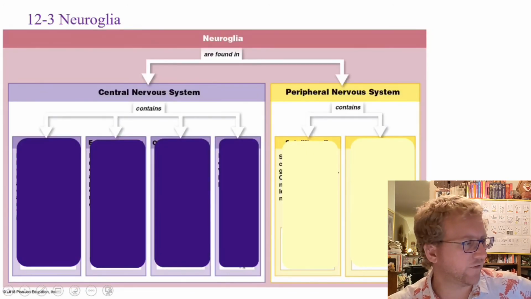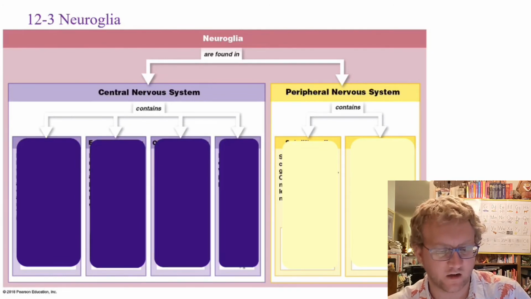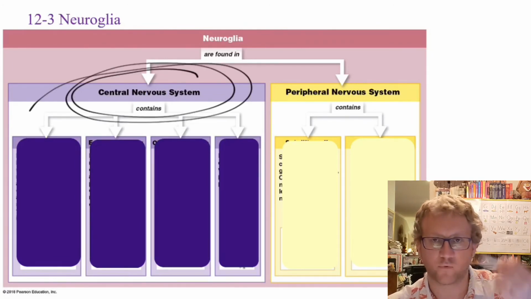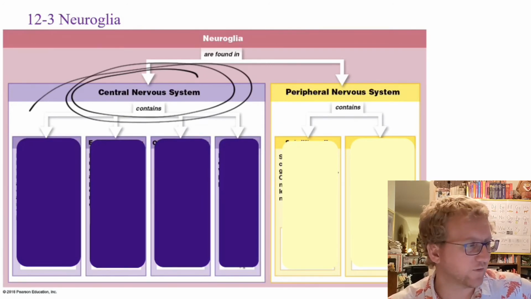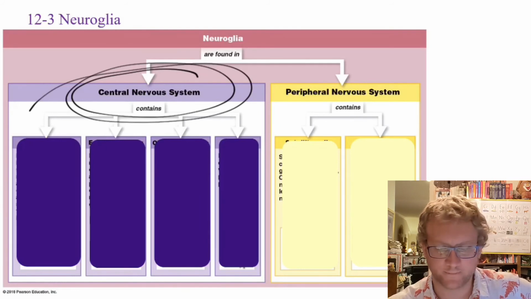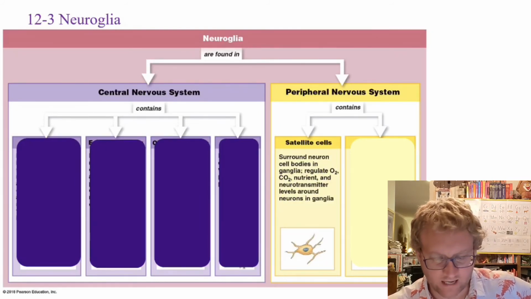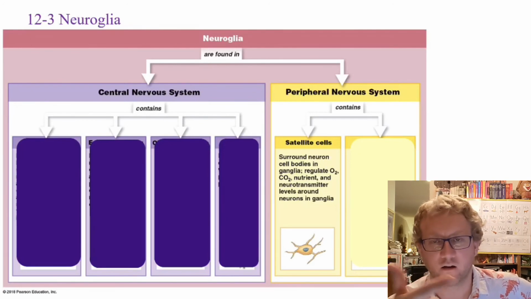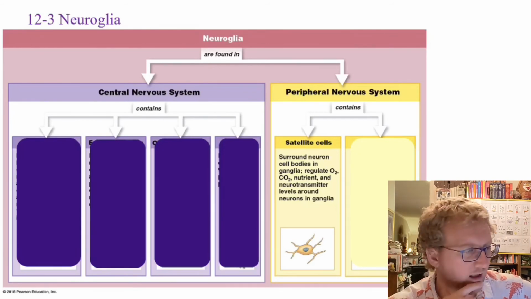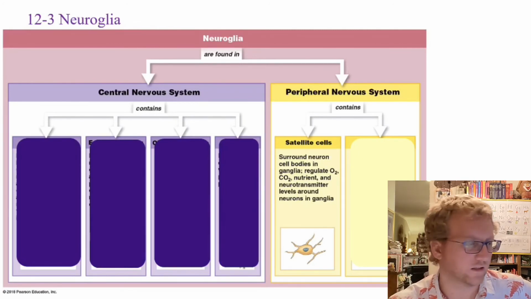Then we have the neuroglia of the peripheral nervous system. All those ones that we looked at here were all in the central nervous system, so brain and spinal column primarily. These are in all the other nerve cells, and we've got two types of cells. One of them is the satellite cells. Satellite cells surround the ganglia. They regulate concentrations of stuff, carbon dioxide, oxygen, ions, stuff like that. Neurotransmitter levels around the neurons and things like that.